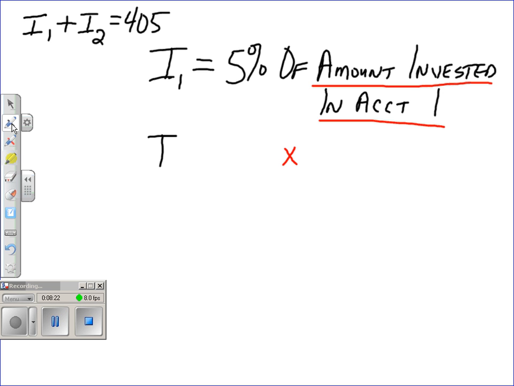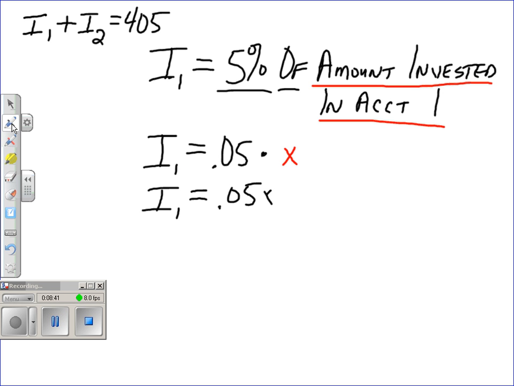What about the rest of it? Interest earned in account 1 is 5%. Remember, we changed percents to decimals, 0.05. And remember, "of" in math almost always means times. So simplified, our interest in account 1 is calculated by taking 5% of the amount of money that was invested in account 1.